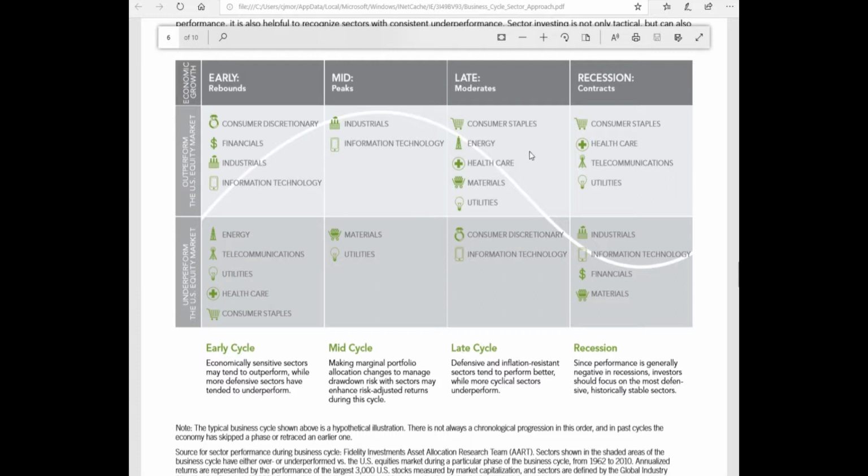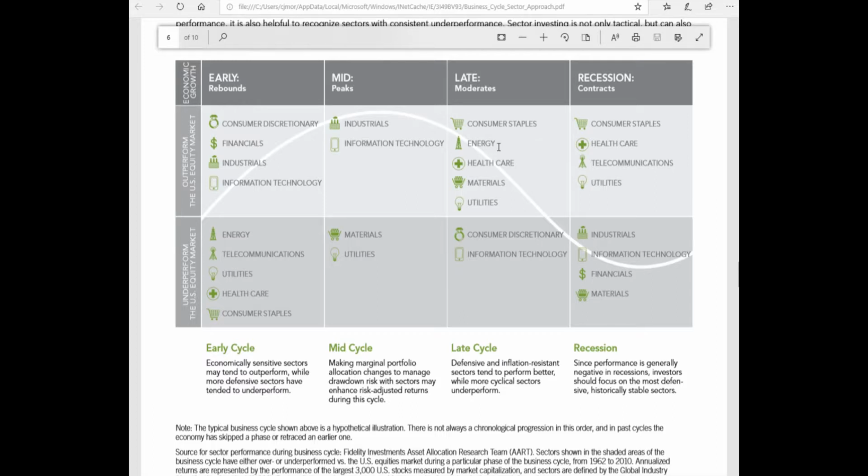Things that do well in late phase expansion are usually consumer staples. These are things that, regardless of how much money you have or don't have, you still need: brushing your teeth, combing your hair, shampoo, conditioner, toilet paper, things that you always need no matter what.